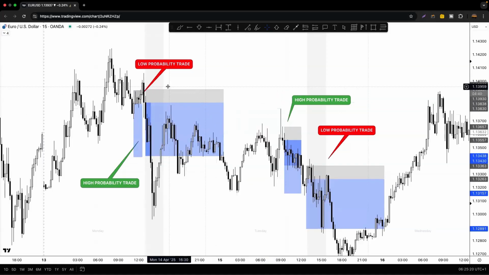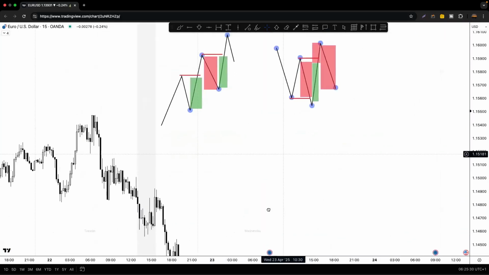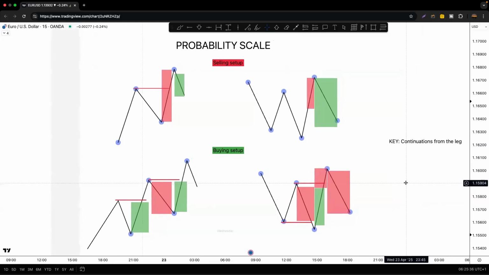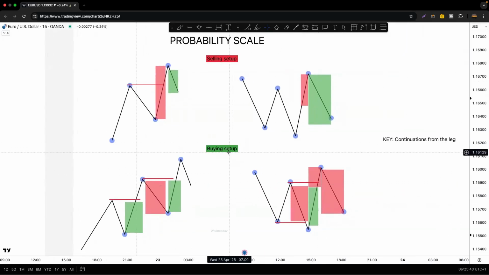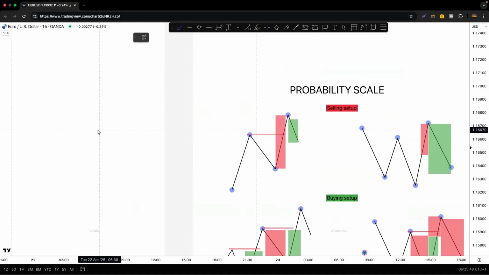There's a very important reason why these trades are marked as low probability trades and these trades are marked as high probability trades. There's a clear difference in both of these trades. So let's just start over at our annotation, which I've created over here. This is a probability scale based on structure, based on where you're executing your trades. This is selling setups and buying setups. These are exactly the same setups, but depending on whether you're looking for a buy or a sell, which is obviously based on the higher time frame.